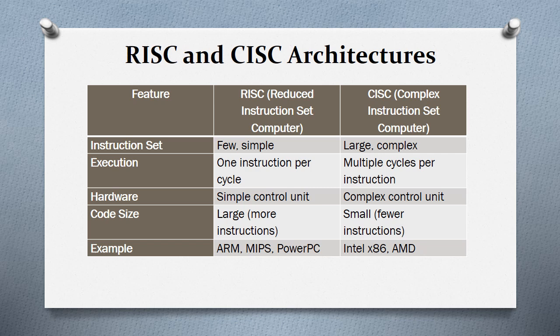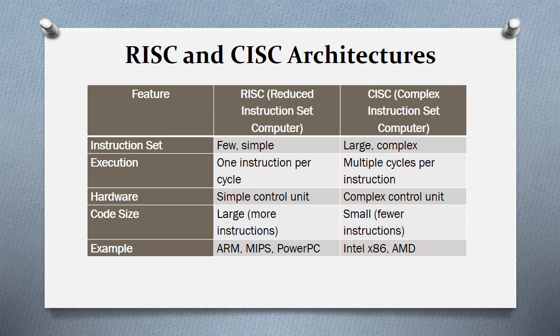Whereas in the case of Complex Instruction Set Computers, the instructions are complex. It means that each instruction will execute more operations. So the time taken to complete one instruction may be large, and the control unit that produces the instruction control signals is also complex.